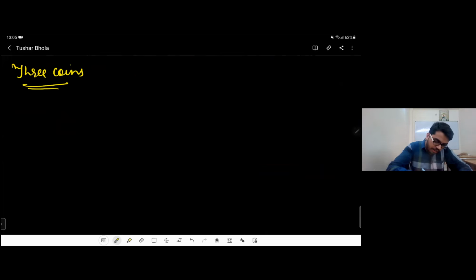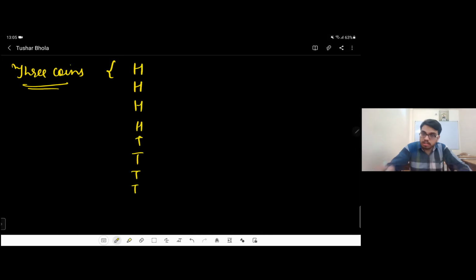What is the trick? You can write the sample space. A total of 8 outcomes will be there, right? So you write 4 heads and 4 tails. Right. And now divide 4 by 2, keep halving: 4 becomes 2 when halved. So 2 times head, 2 times tail, 2 times head, 2 times tail.